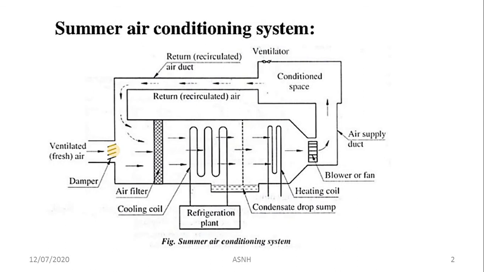So these are the construction and important components of the summer air conditioning system: dampers, air filters, cooling coils, then perforated tray arrangement, heating coils, blower, then duct, and conditioned space. From the conditioned space, after cooling, that air again comes in contact with the air coming from the atmosphere, and the mixture continuously passes through the filter in order to trap contaminants like dust or dirt particles. So this is all about the summer air conditioning system.